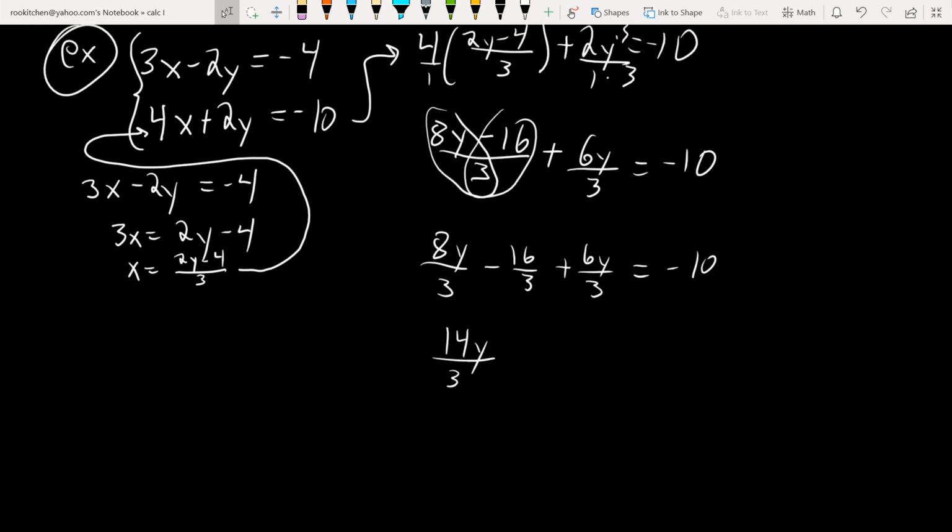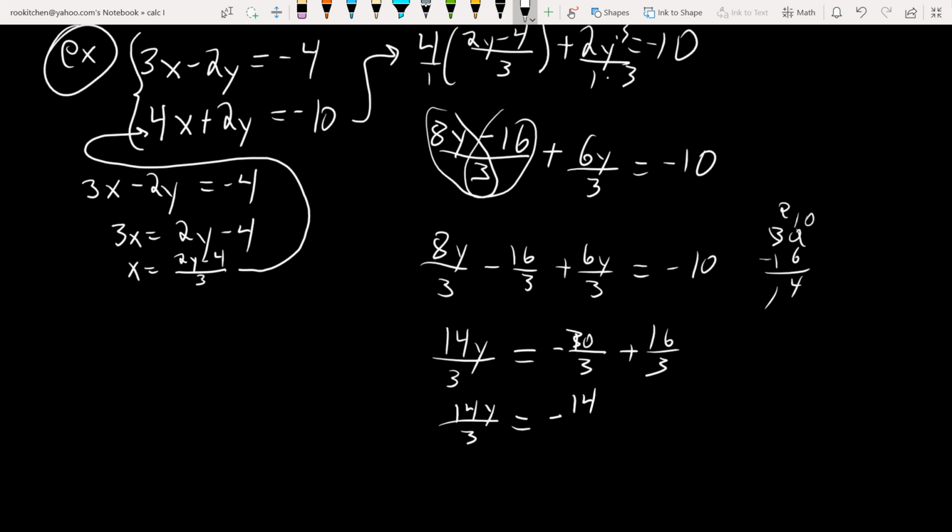Move the negative 16 thirds to the other side, and find a common denominator, so that would be negative 30 thirds plus 16 thirds. Probably an easier way to have done this, right? Equals negative 14 thirds. Oh, and it works out kind of nice. So y is negative 1. Just multiply both sides by 3/14.